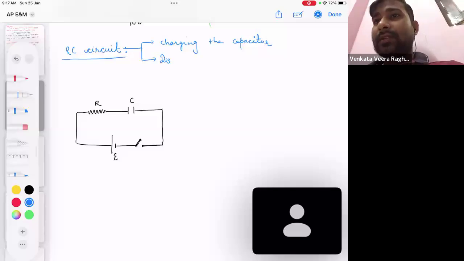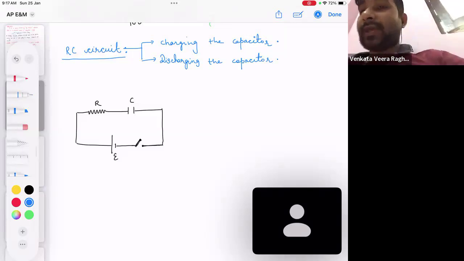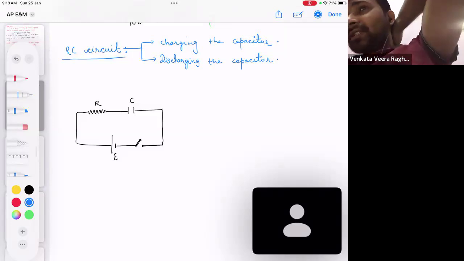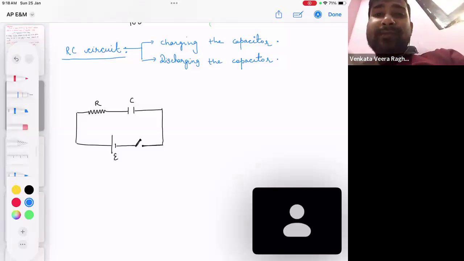And the second one is discharging the capacitor. In the discharging circuit, the capacitor will already be given the charge and it will be connected through a resistor, and then the circuit will be completed. When you complete the circuit, the capacitor charge will start decreasing, and finally it will become zero. First we are discussing the charging the capacitor circuit.